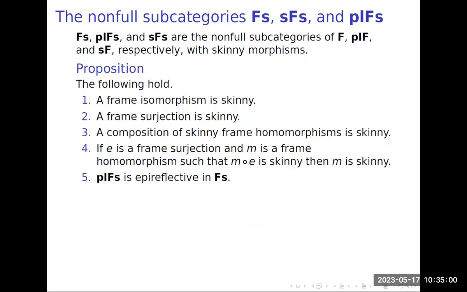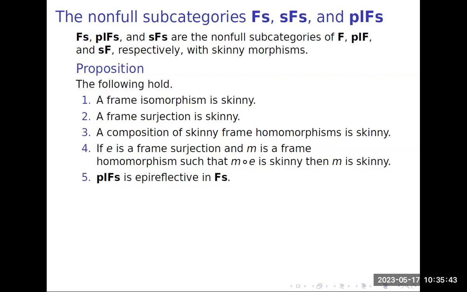By the way, as an aside, let me just point out something which I think is amusing. This is not an aside, this is central. I have to check that they actually give me legitimate categories. And that becomes clear once you prove that isomorphisms, of course, are skinny, but all surjections are skinny. The composition of skinny morphisms is skinny, and if a composition is skinny and the first factor is surjective, then the second factor is skinny. So they have these nice properties.